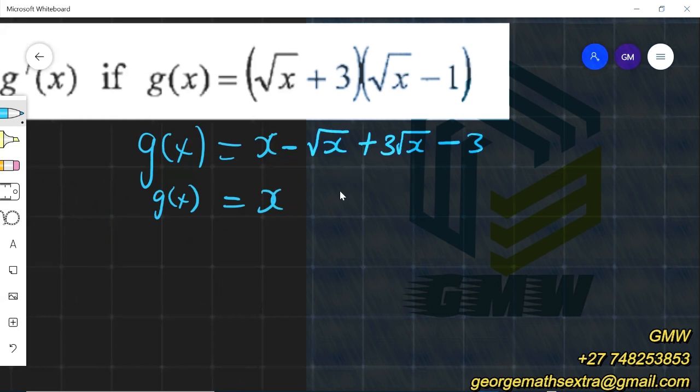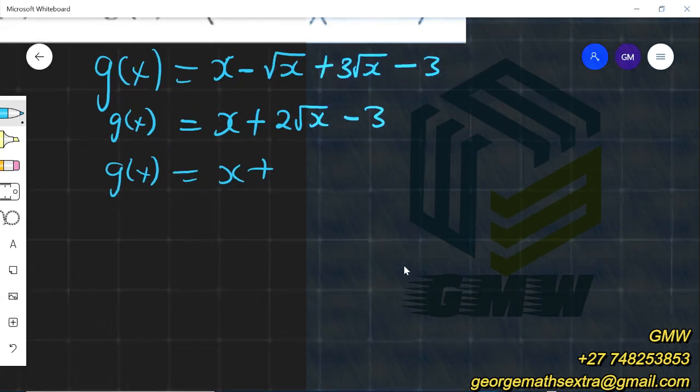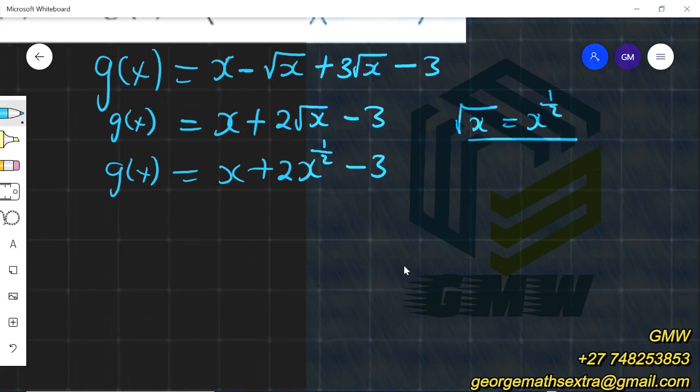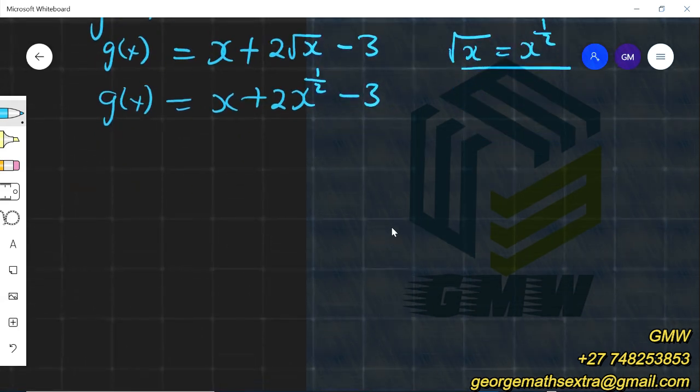Now, what is happening here? What do you get here? Plus 2 root of x, then minus 3, right? Again, it's still not ready. What can we do here? You can make the 2 root of x into 2x to the power 1 over 2. Root of x is the same as x to the power half. That's from exponents again. Now it is in the format that I know how to differentiate. That's only when you now put g prime of x.